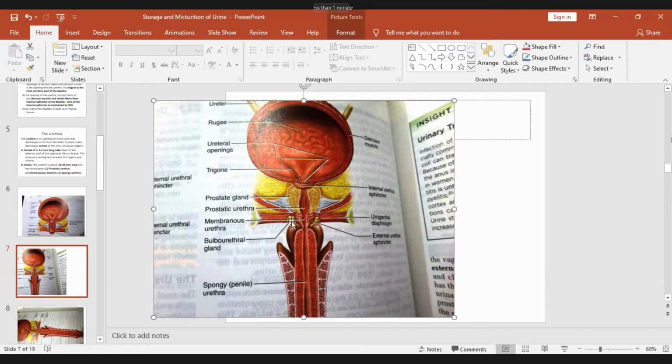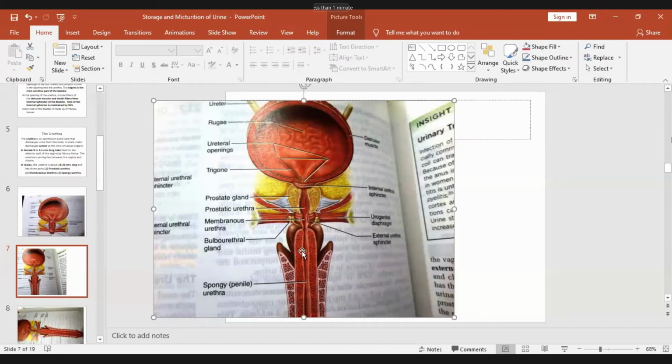And then you find bulbourethral glands here. There are bulbourethral glands, right? These glands secrete mucus and alkaline fluids. Alkaline fluid is primarily responsible for changing the pH of the semen, so sperm can survive well in the alkaline fluid. And at the same time, it secretes some mucus as well.